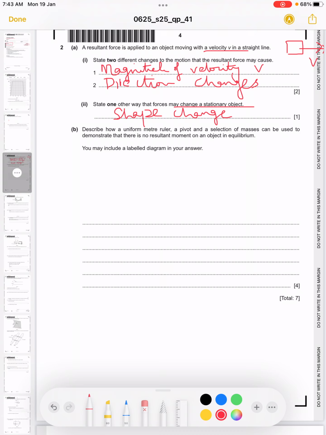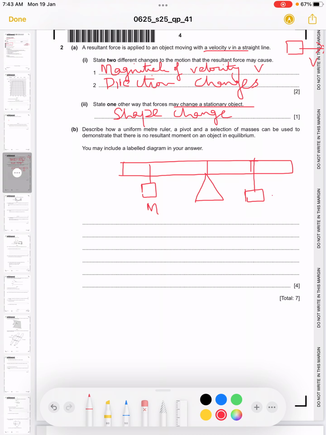I will explain first with the diagram so you will understand it more clearly. We have a uniform meter ruler, which means its center of mass is at the middle. We have to place it on the pivot. Then obviously we need to add some masses over here. Capital M, I am writing it, and this one is, let's suppose, small m. I am just generally writing it. This is the pivot point.